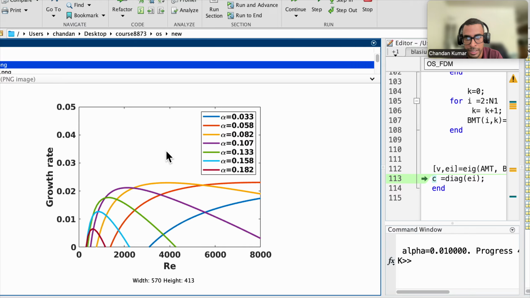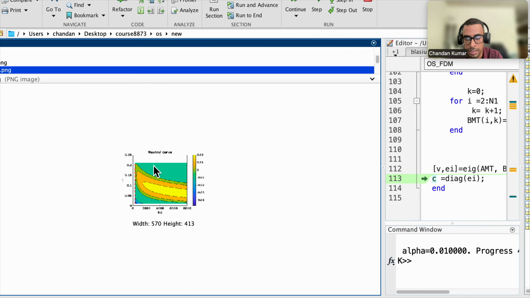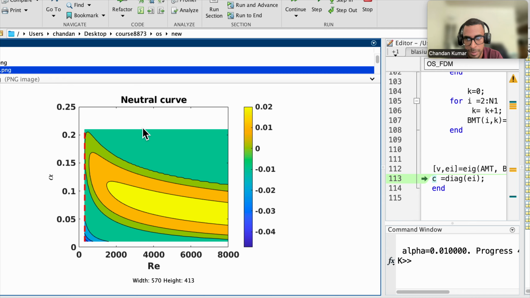And if we do it for different alpha in a smaller range, we can get a contour plot, something like this. This plot is particularly informative, and you can get lots of sense out of it. This plot is basically known as the neutral curve, where the positive value shows the unstable region, while the negative one is the stable region.